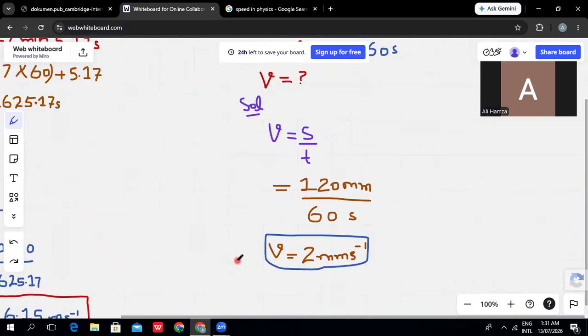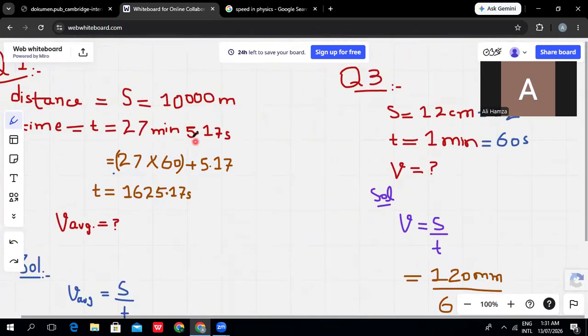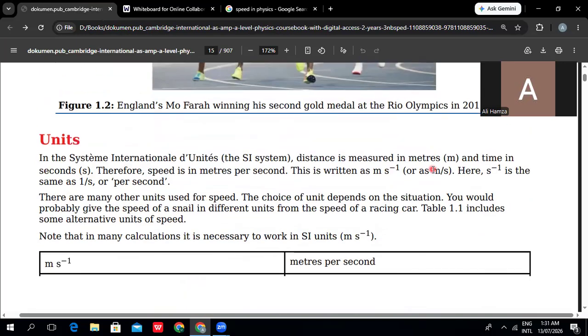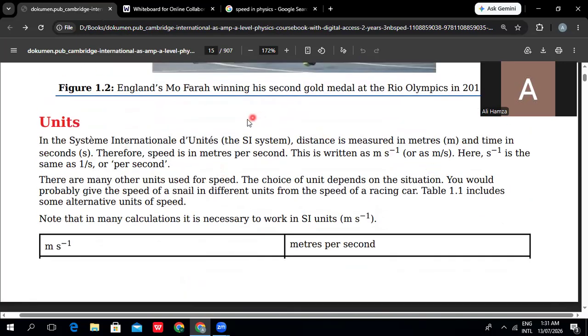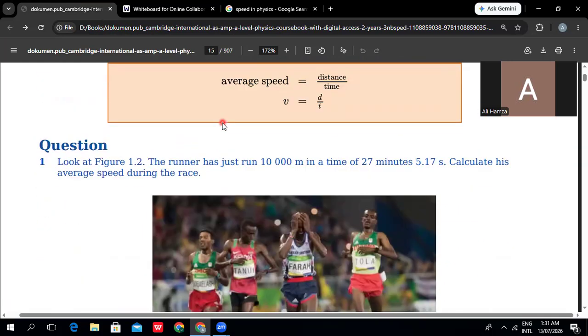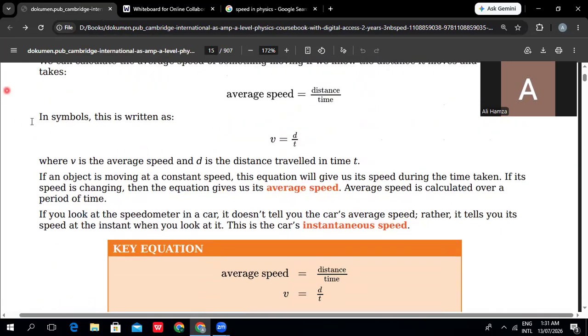And in the next problem, you can see exactly the same formula is being used to determine the speed. Now, if I am talking about the units, you can see that the speed is basically measured in the unit of meter per second. Like if I am talking about the distance, that distance is measured in the unit of meter and the time is measured in the unit of second. So this would give me the unit that is meter per second. So meter per second is the unit of the speed.